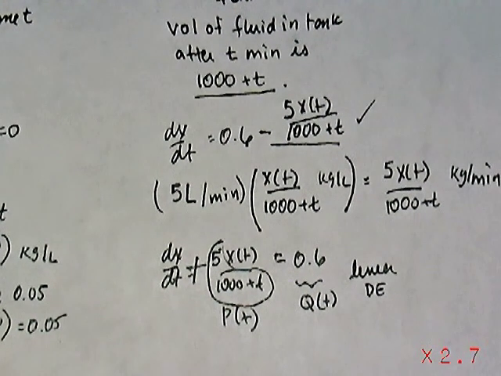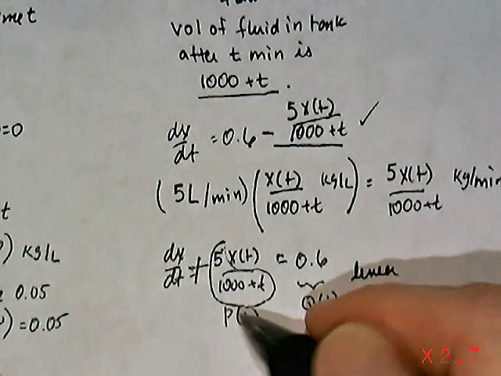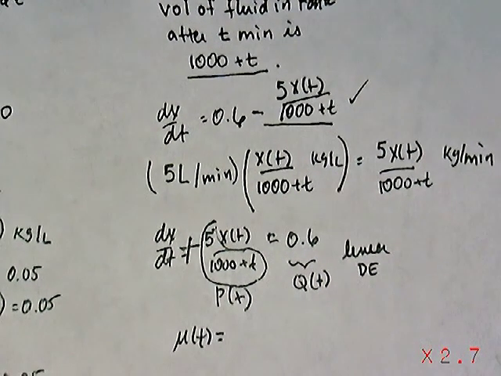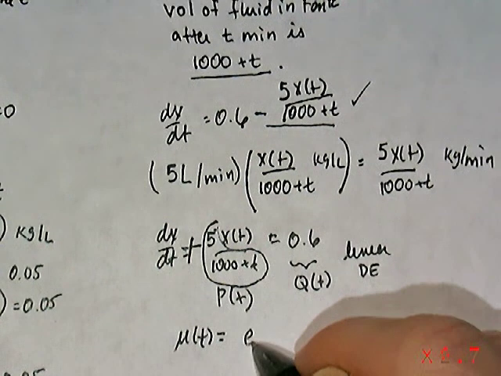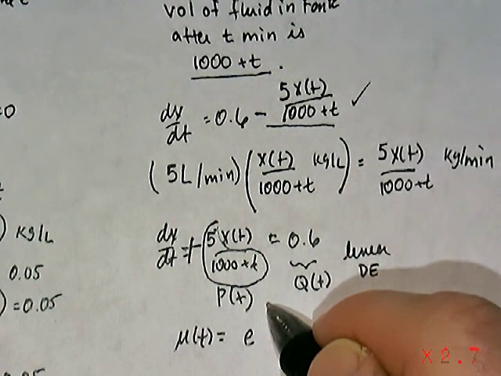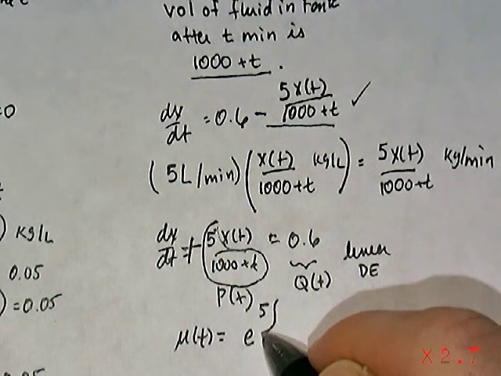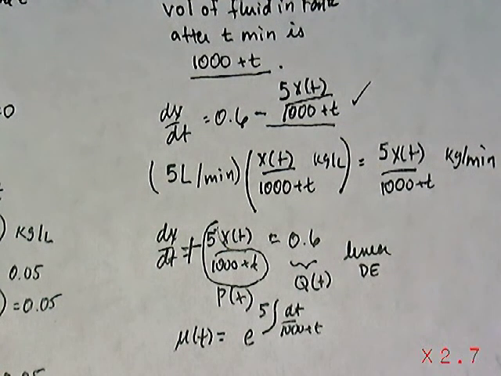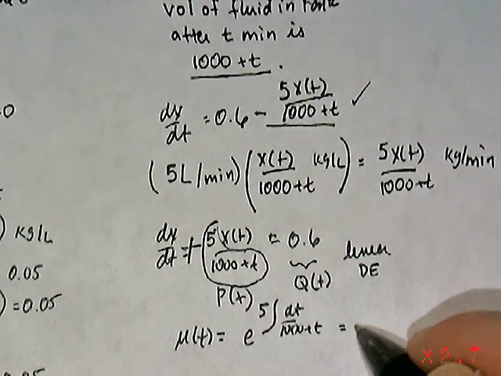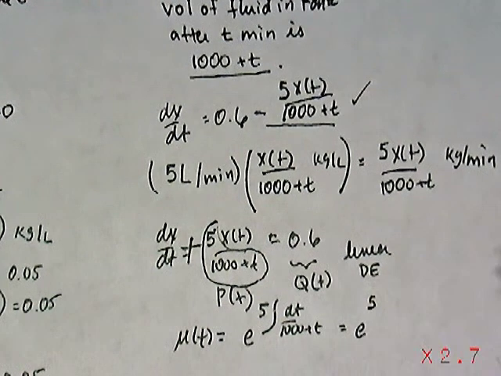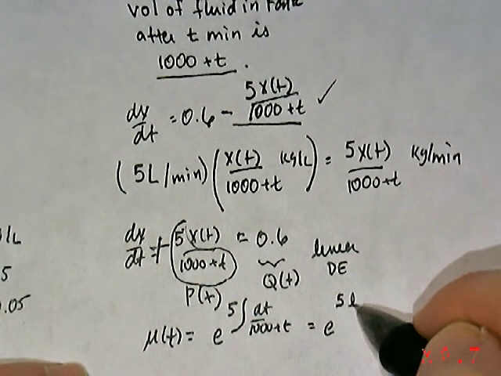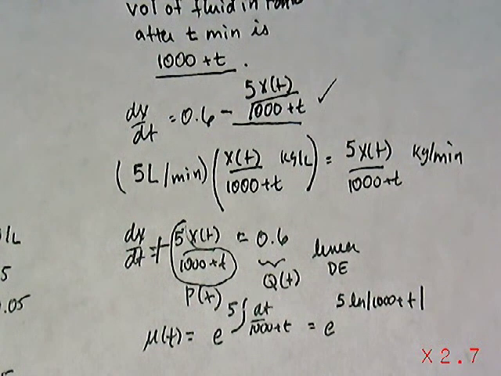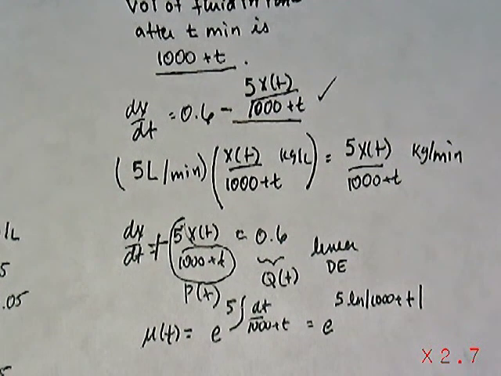And, of course, we need the integrating factor. The integrating factor in this case, mu of t, again, we're going to use t as our independent variable rather than x, would be e to this integral, and we could write it as 5 times the integral of dt over 1,000 plus t, because we pull the 5 out. So that, in fact, is just e to the 5 times the natural log of the absolute value of 1,000 plus t. And again, we don't use a constant for the integrating factor.